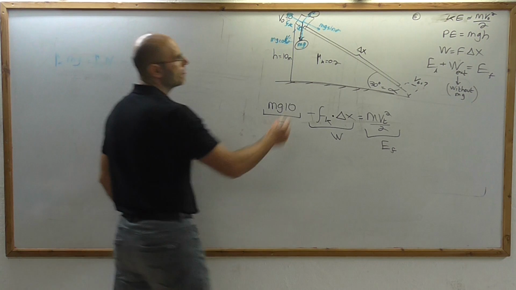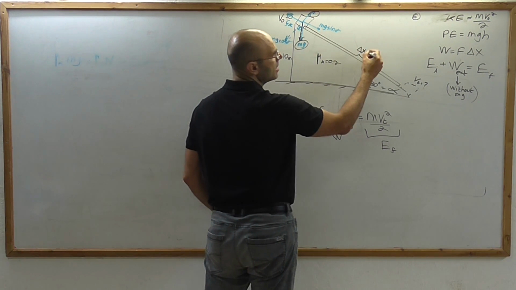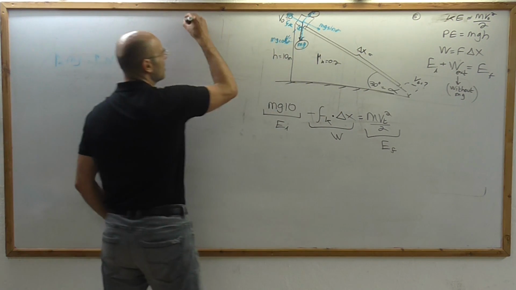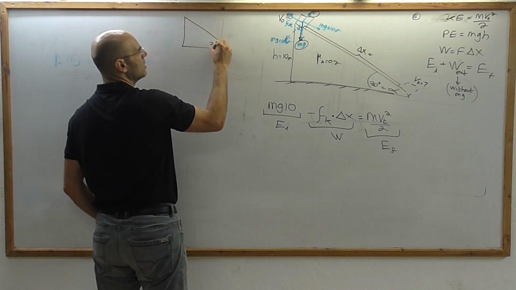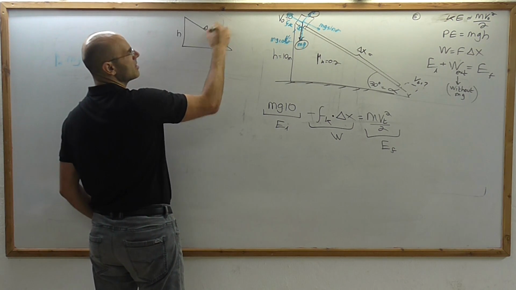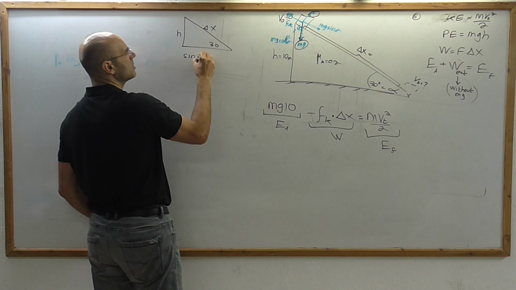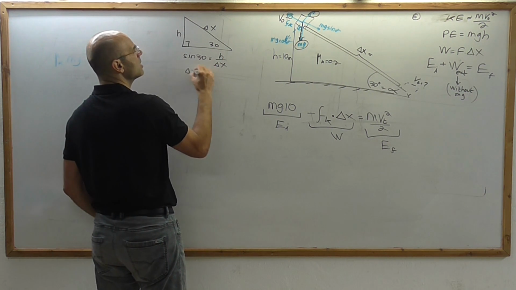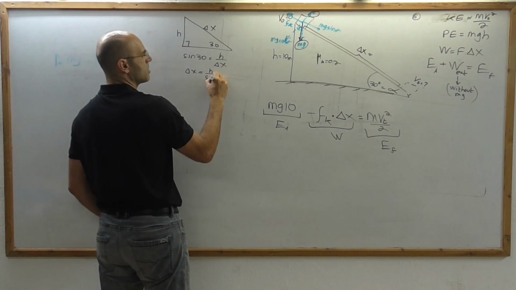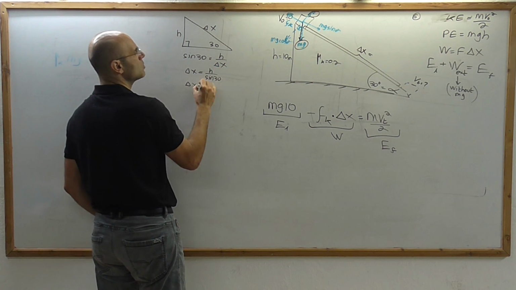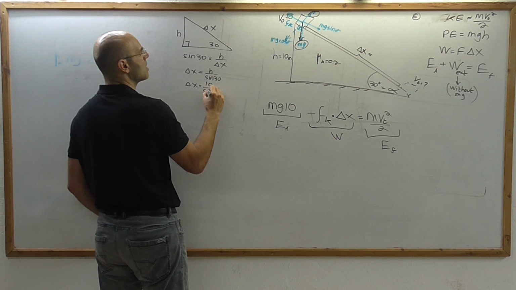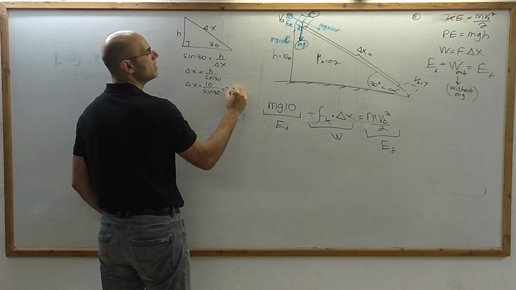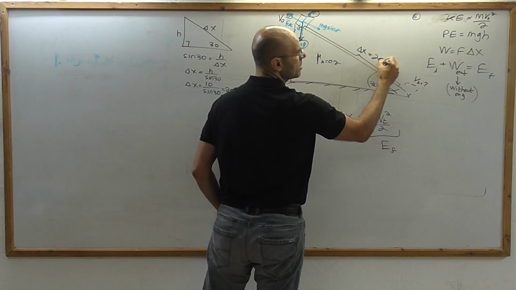Okay, let's solve it. If this is 10, this is delta x. With a little trigonometry, if this is h and this is delta x, sine 30 equals h over delta x. So delta x will be h over sine 30. So delta x will be 10 divided by sine 30, which is 20 meters. So delta x is 20 meters.